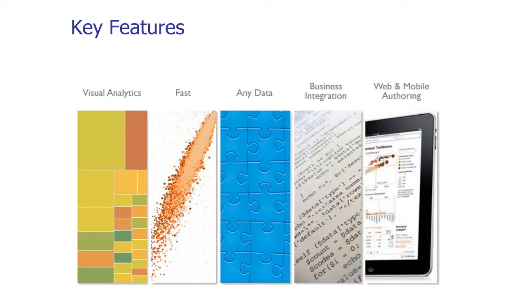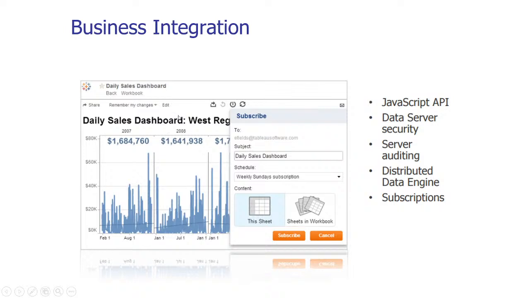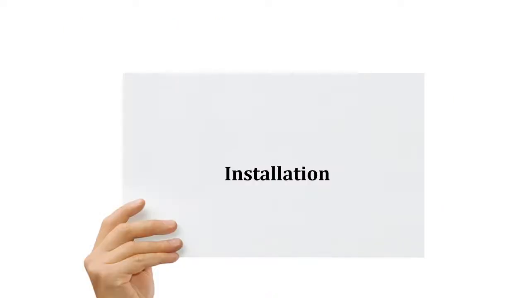Through Tableau we can do different visual analytics, and we can analyze faster. Any type of data we can analyze and integrate. We can also do web analytics. That's why we go for Tableau. Using Tableau we can integrate different types of data. So how are we going to install it?